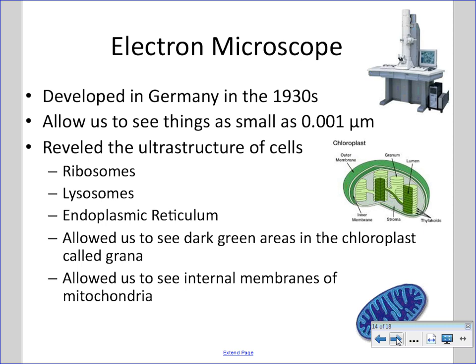The electron microscope is a special type of microscope that was developed in Germany in the 1930s. It allows us to see things in very small detail at the nanometer level. It has done things like reveal the structure of cells and has helped identify various organelles such as ribosomes, lysosomes and endoplasmic reticulum. It's allowed scientists to see the inside of chloroplasts as well as mitochondria.